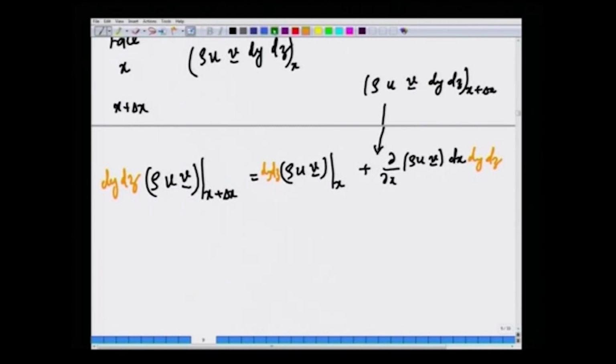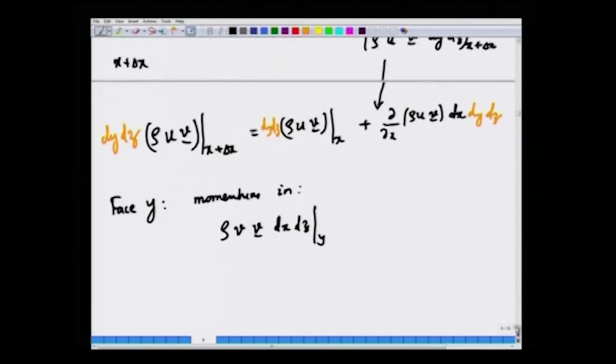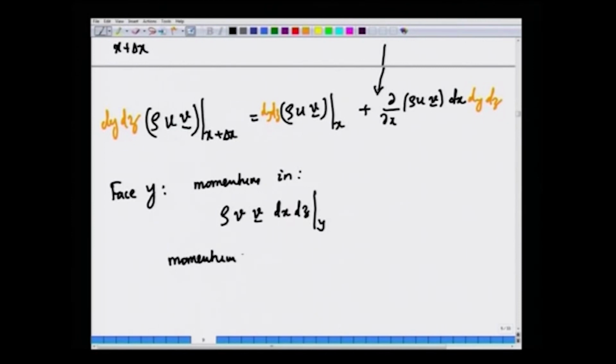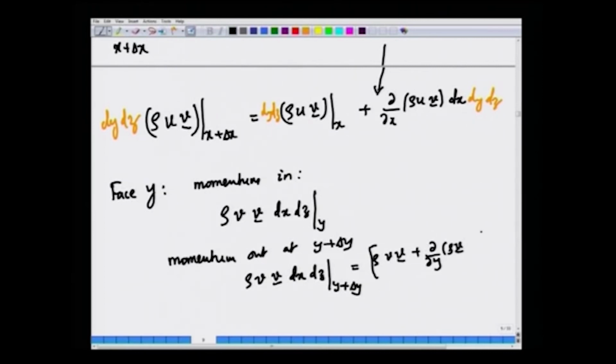Similarly, you will have the face at y. The momentum that enters through face y is simply rho v times v times dx dz evaluated at y, and the momentum out at y plus delta y is rho v v dx dz evaluated at y plus delta y, which is nothing but rho v v plus d dy of rho v v times dy, times dx dz.